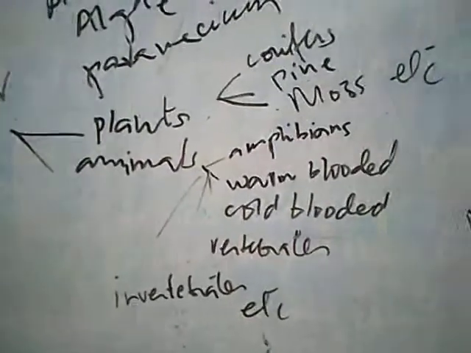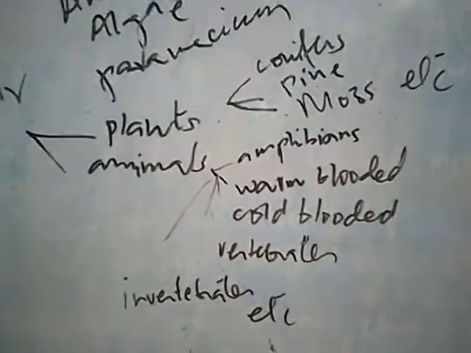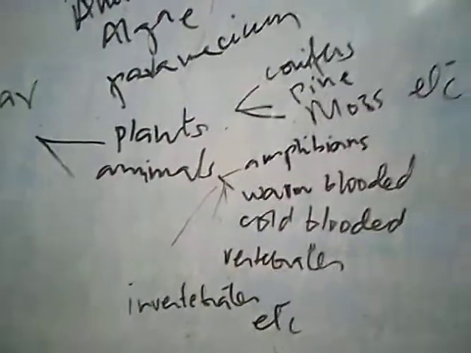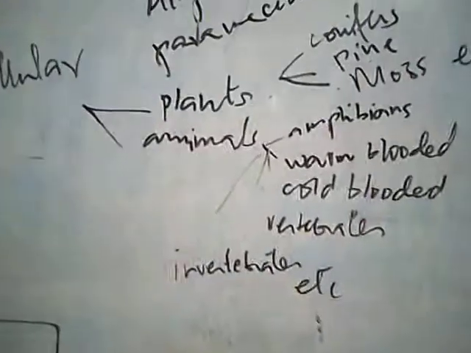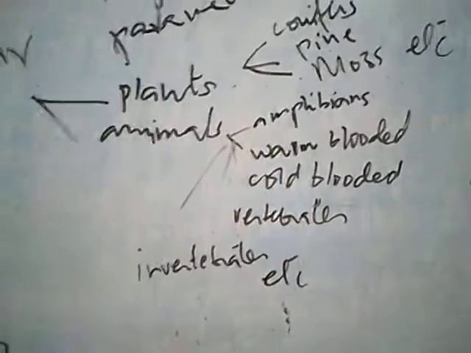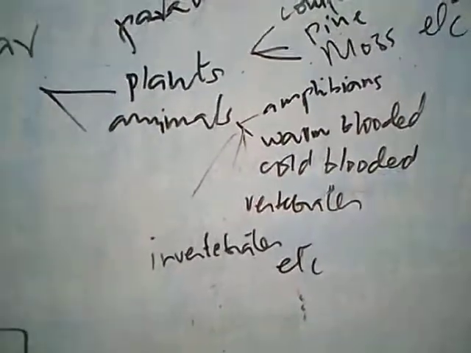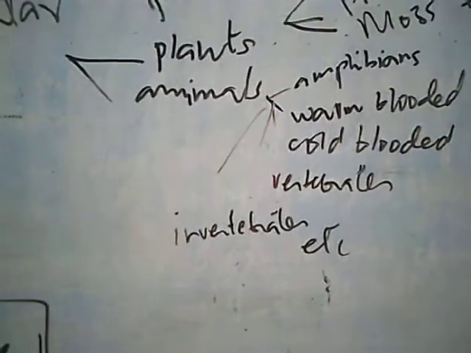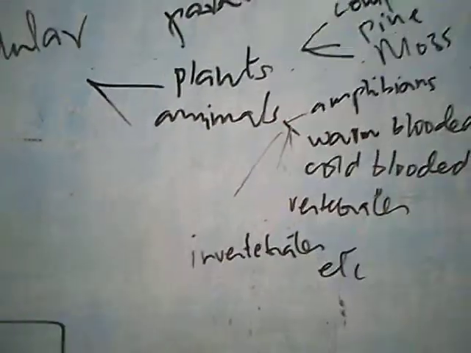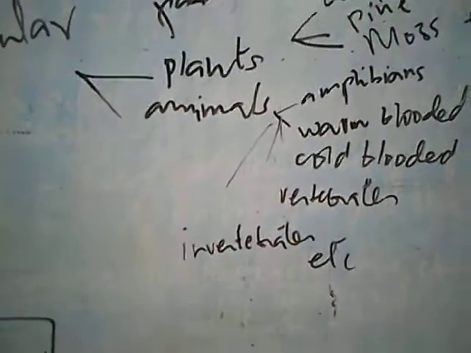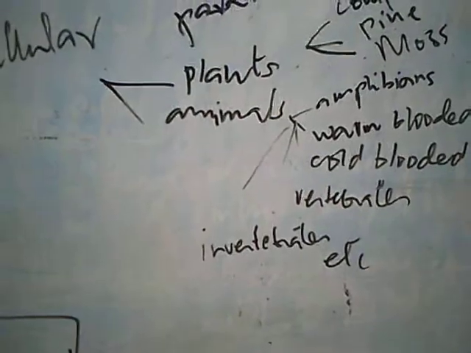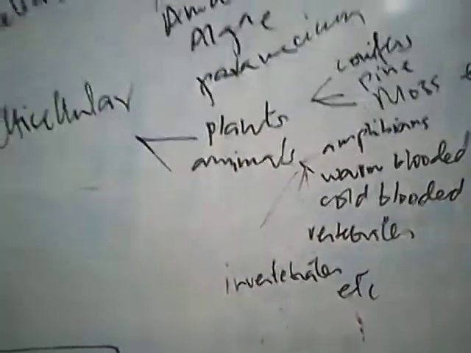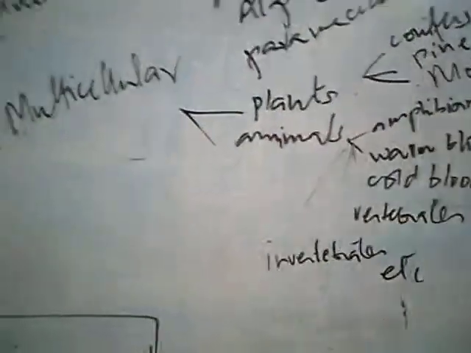As you know, there are conifers, there are pines, there are mosses, there are different climate zones. As there are different climate zones, so there are different types of plants. Similarly, we have different types of animals. We have amphibians, we have warm-blooded, we have cold-blooded, we have vertebrates. Vertebrates are those which have the spinal cord or vertebra, and we have invertebrates which don't have a spine to hold or to fix their body. So these all are multicellular organisms.